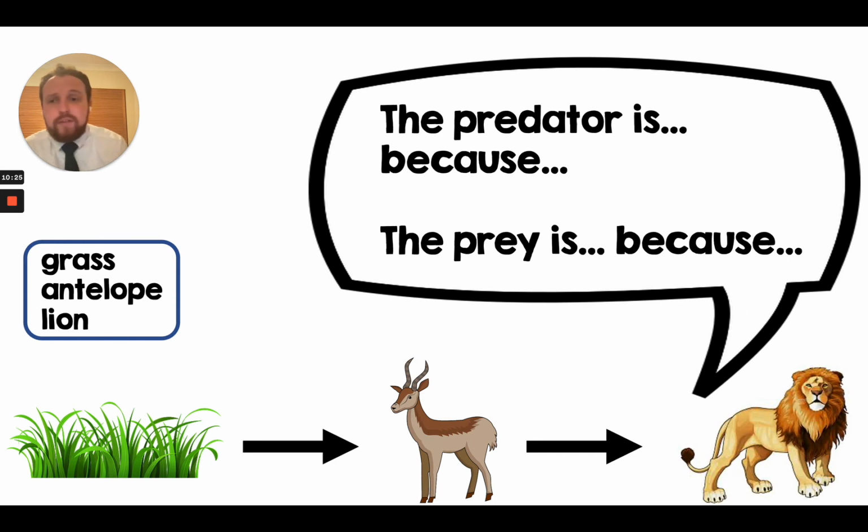Okay, so hopefully you did that. Let me talk you through it. So the predator is the lion because it hunts other animals. In this case, it hunts the antelope, okay?